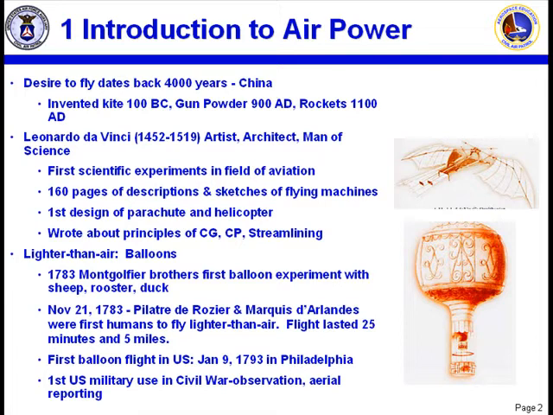Leonardo da Vinci was an artist, architect, and man of science. He did a lot of scientific experiments in the field of aviation. He left the world with 160 pages of descriptions and sketches of flying machines, and was the first to design a parachute and a working helicopter. And this was called the ornithopters, flying machines that are kept aloft and propelled by flapping wings.